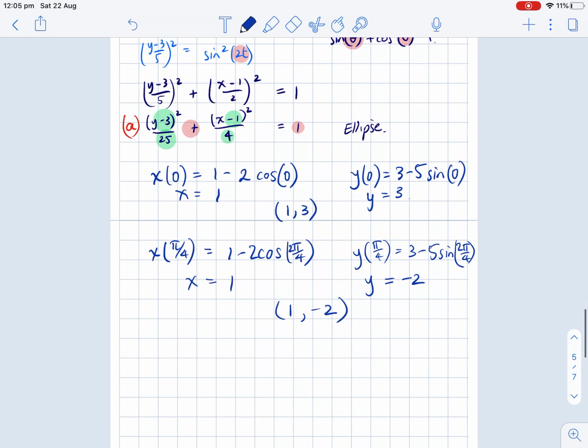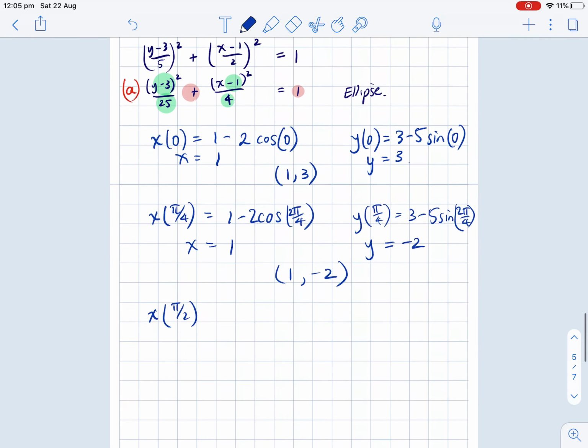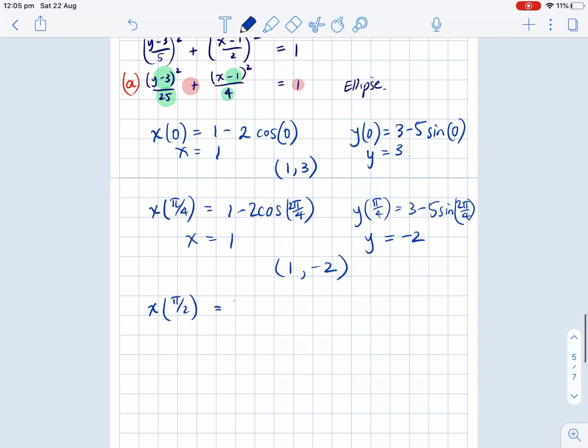Now we can substitute in the final point, which was pi on 2. I believe, I'll just double check that up the top. Yes, pi on 2. So the x value at pi on 2 is cos of 2 pi on 2, and the y value at pi on 2 is 3 minus 5 sine of 2 pi on 2.